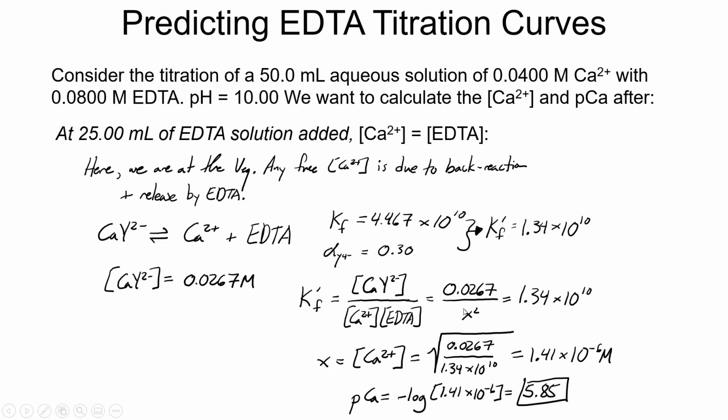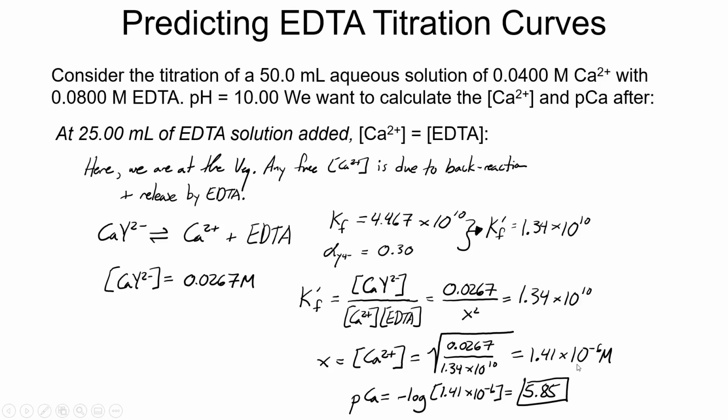At this stage, we just have to rearrange and solve for X, which will be our calcium concentration. So we multiply both sides by X squared, we divide both sides by 1.34 times 10 to the 10th, and then we take the square root of both sides. So X, our calcium concentration, is equal to the square root of 0.0267 divided by 1.34 times 10 to the 10th.